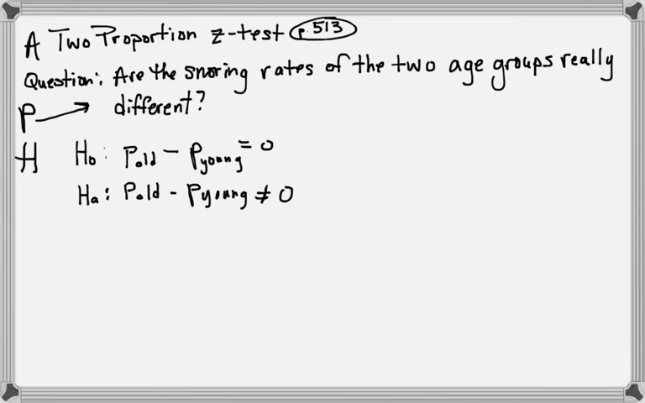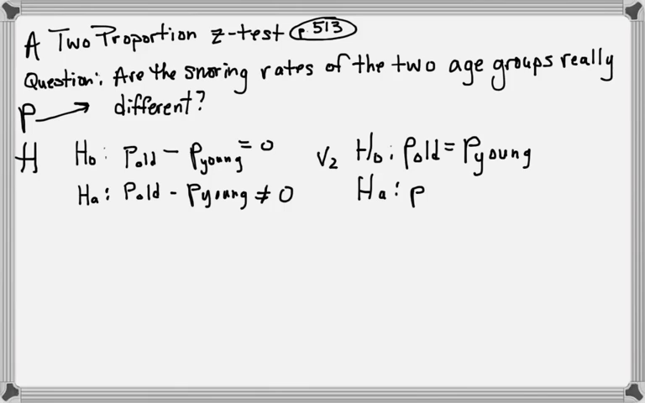Now let me make another note. Another way of writing this, version 2, could be your H0 says p of old is equal to p of young. HA would be p of old is not equal to p of young. It's probably more common to see it written as the difference, but both are perfectly acceptable.